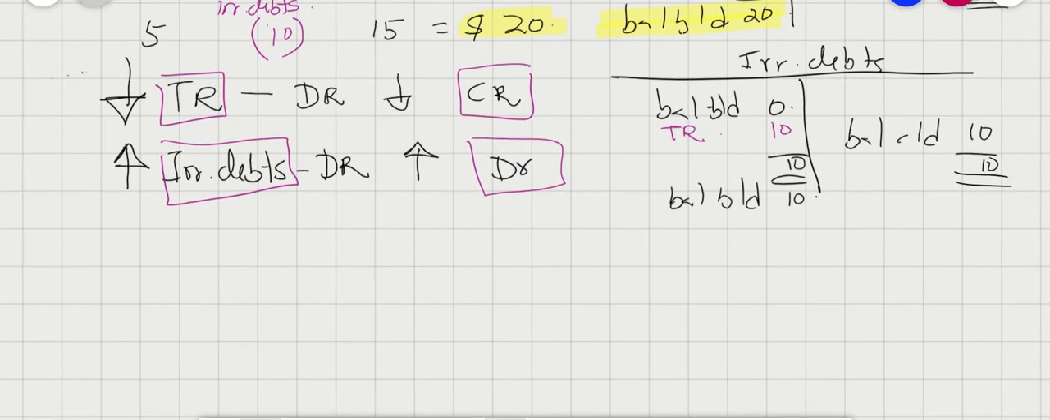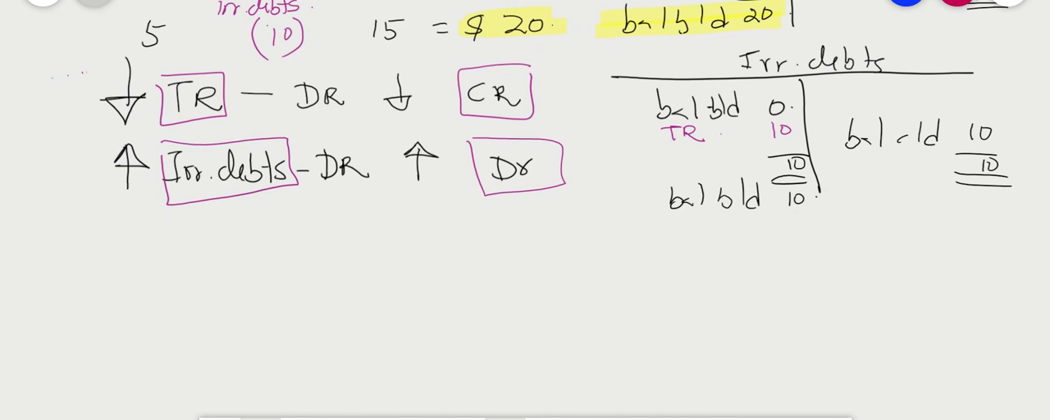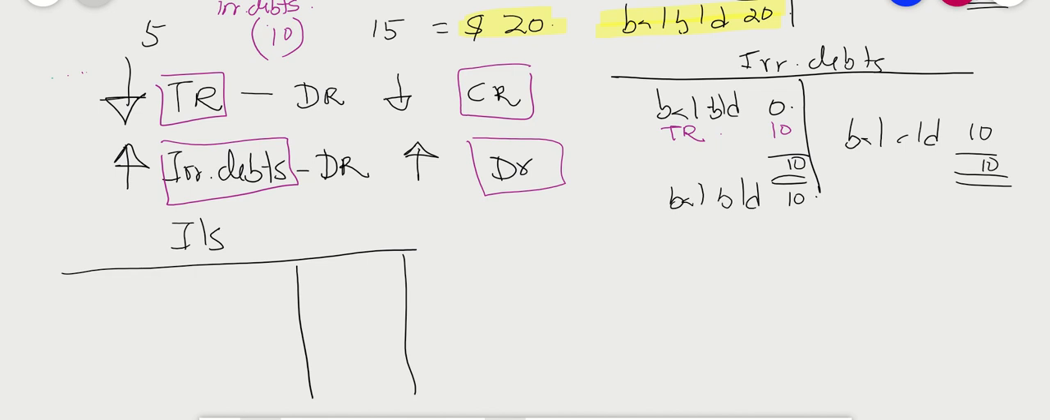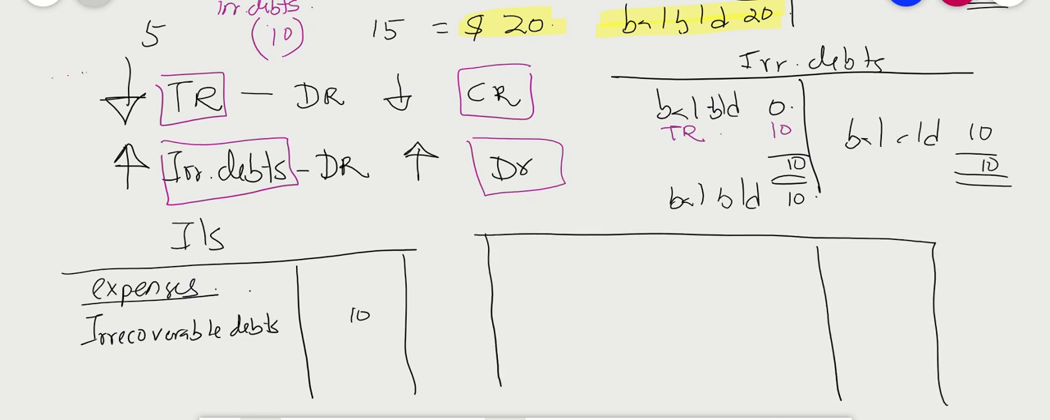Now how will this impact the financial statements? In your income statement, under the category of expense, you write it as irrecoverable debt, which occurred in the current year, which is worth 10. And in your statement of financial position, under current asset, you write the closing balance of your trade receivable, which is worth 20.